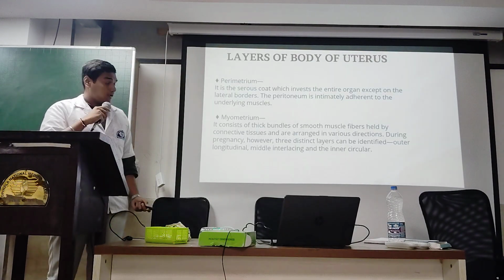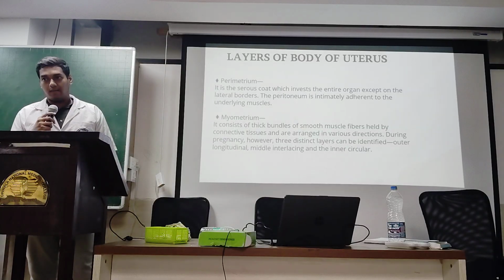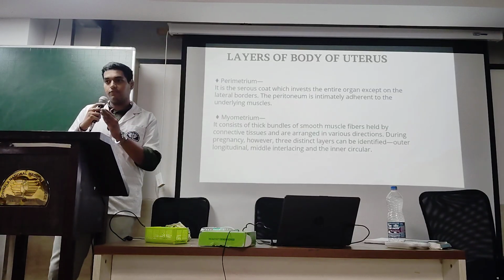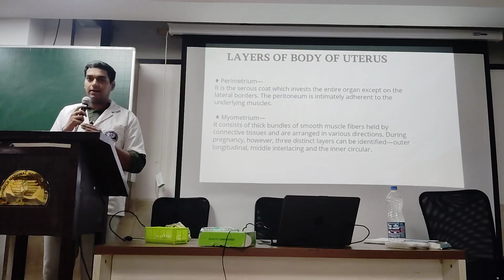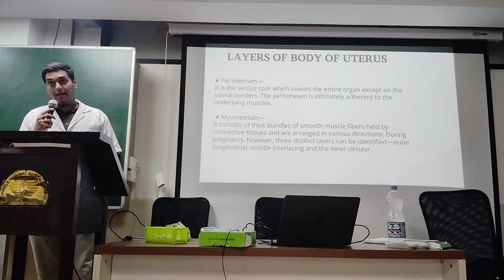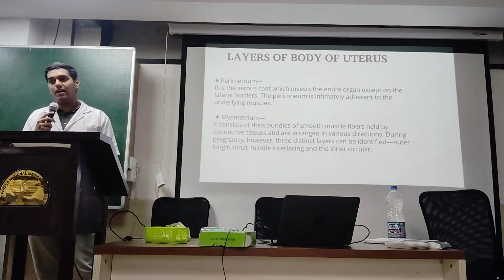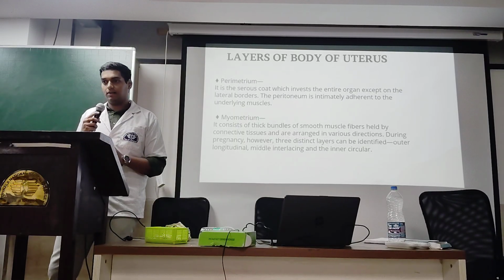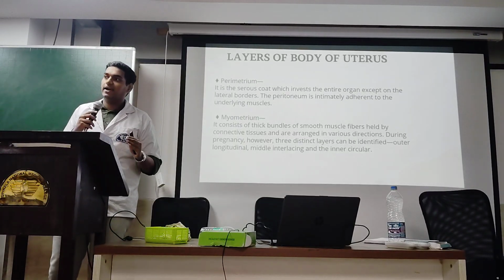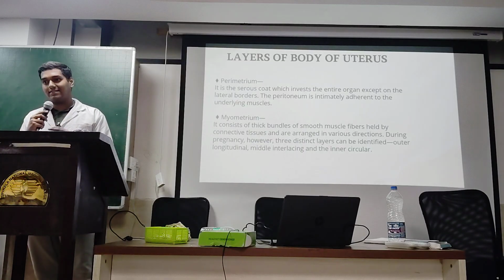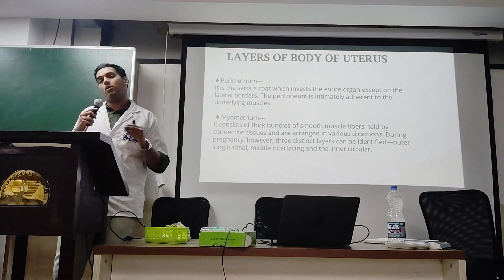Now, talking about the layers of the body of the uterus. The body of the uterus is mainly divided into 3 layers: the perimetrium, the myometrium, and the endometrium. The perimetrium is made up of a thin layer of connective tissue and mesothelium, that is the serosal layer, that covers the entire fundus and the body of the uterus except at the lateral part where the broad ligament is present.